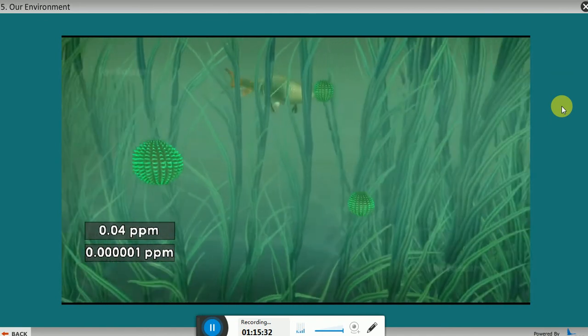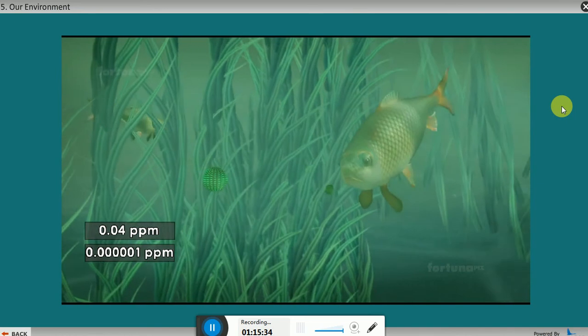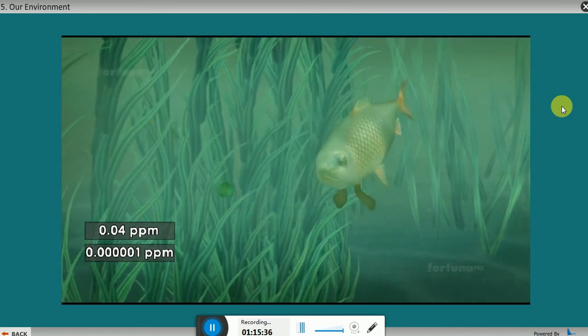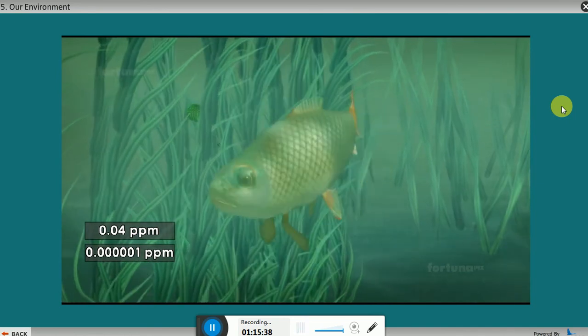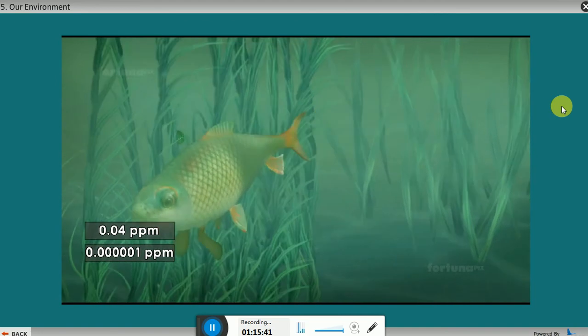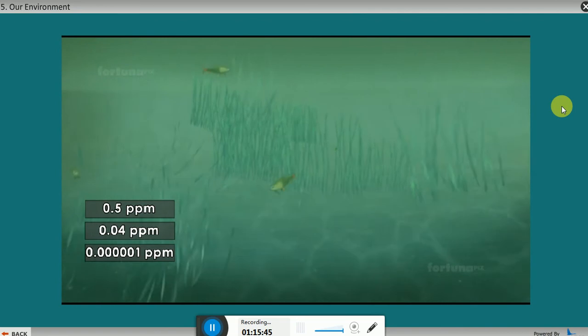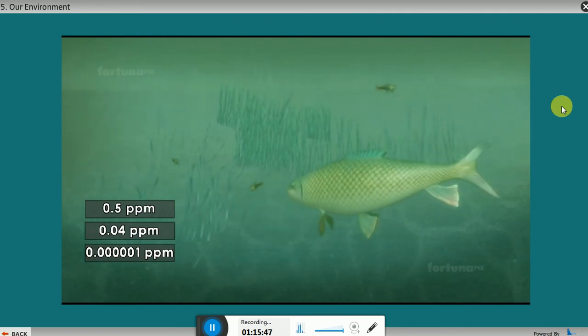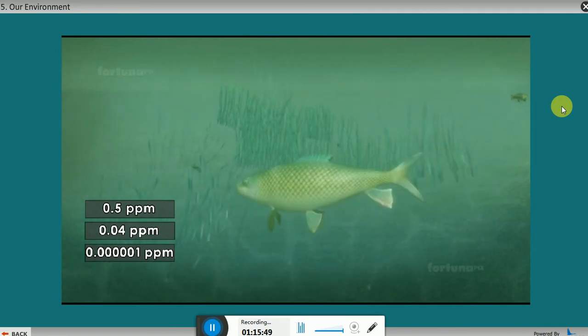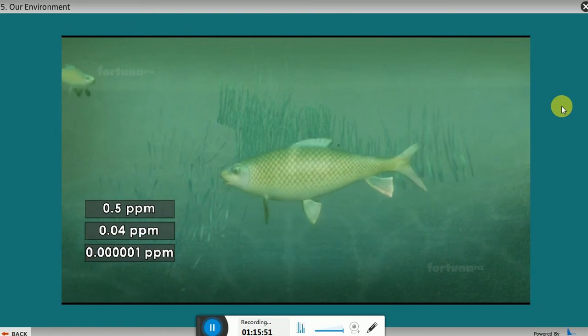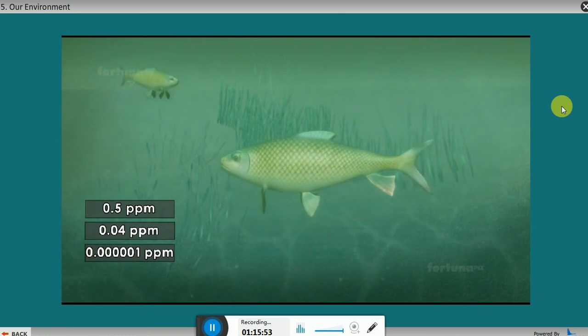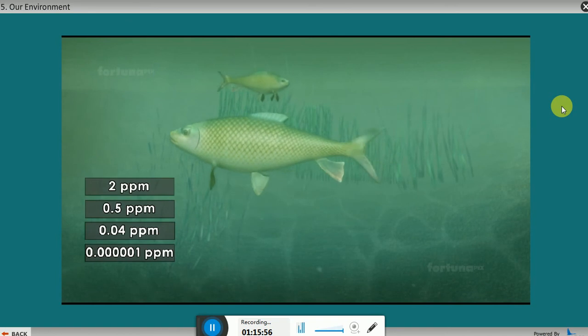Small fish, which consume large amounts of the algae, will begin accumulating large amounts of DDT, 0.5 parts per million. As larger fish eat several smaller fish, they will consequently accumulate an even greater amount of DDT in their tissues, 2 parts per million, through absorption.